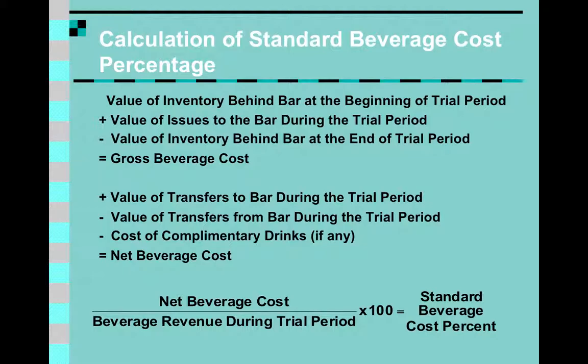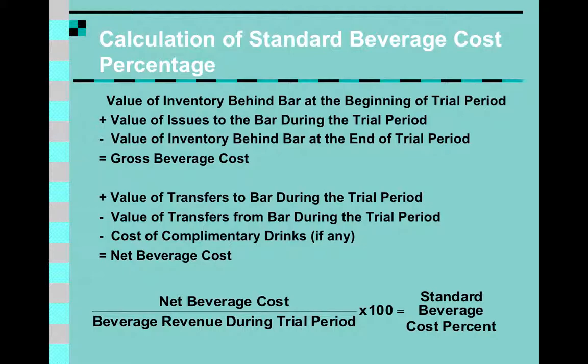So basically we're just looking at the quantity that we started with. We add in anything we brought in that he needed, and then we subtract the amount of inventory at the end, and that gives us our gross beverage cost. We would add in the value of transfers to the bar during the trial period, the value of transfers from the bar during the trial period, and the cost of complimentary drinks. Remember, the complimentary drinks would affect our inventory, but it wouldn't affect our revenue. And that would give us our net beverage cost.